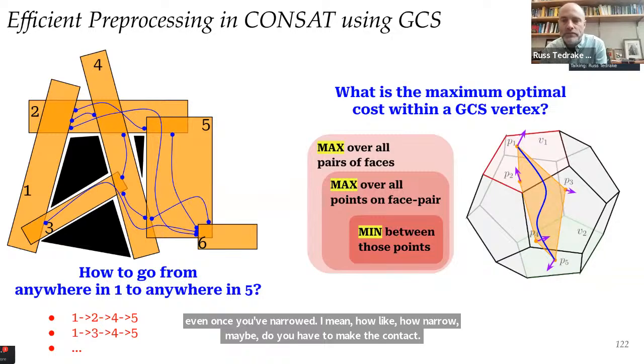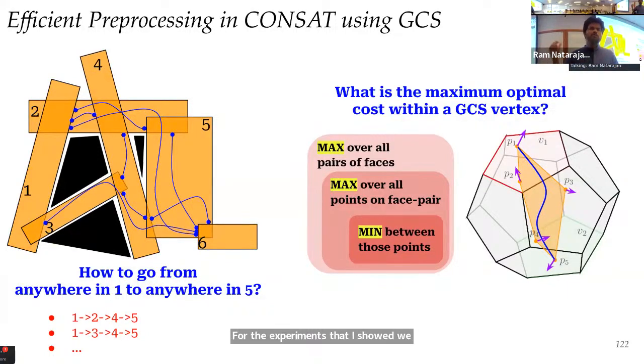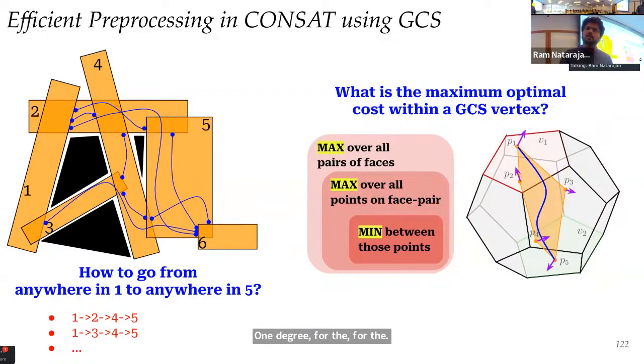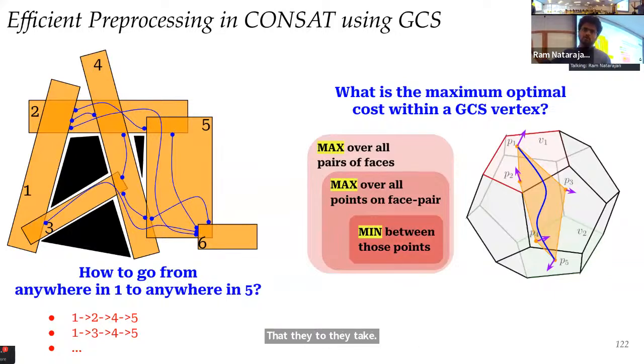So for the experiments that I showed, we had a different resolution lattice for different joints. I think it was two degrees or something for the distal joints, and 1 degree for the proximal joints. So that was the discretization. With this discretization, the search methods are pretty good in terms of exploration. I'll also tell you that the experiments that I showed take 10 to 15 minutes to solve. It's an open loop execution. We are not running it online.